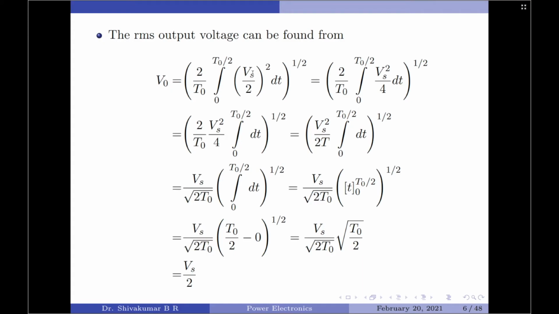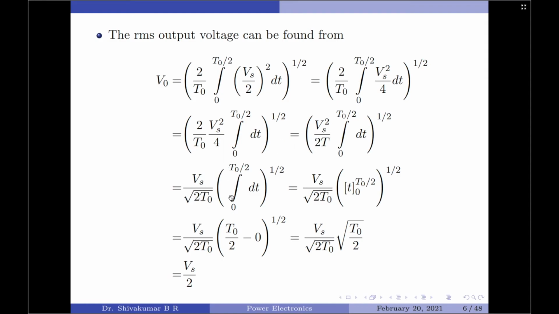So here let me just square this. I will get Vs squared by 4, and this is constant. So I am going to take the Vs squared by 4 to the constant side. So I will get 2 by T naught into Vs squared by 4. Here we simplify this part to get Vs squared divided by 2 T naught, with the integral limits as they are. I will take this constant term outside the square root. So this will be Vs by root of 2 T naught.